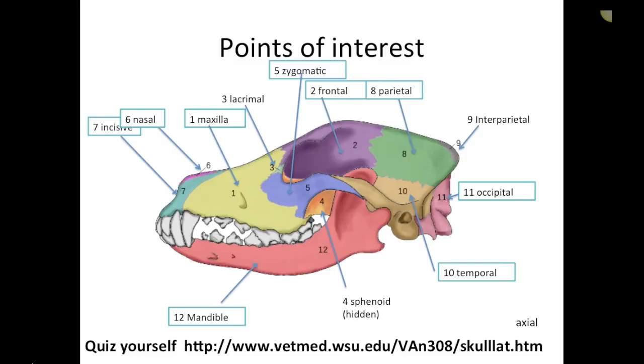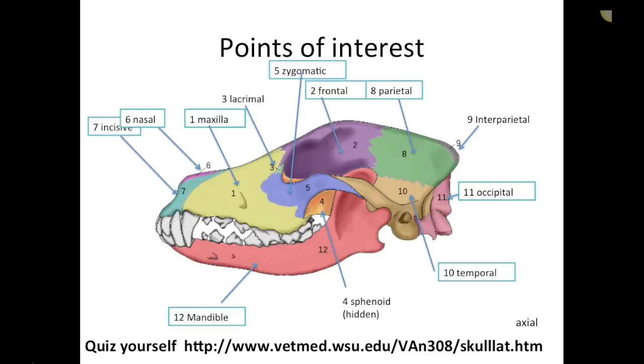Parietal bone and interparietal bone form the majority of the dorsal caudal aspect of the skull. The occipital bone is really important because that's what connects to the atlas, so the atlanto-occipital joint, and that creates a yes motion. So the atlanto-occipital joint that is created when the atlas and the occipital bone connect allows for an up and down motion of the head that is saying yes, yes, yes, yes.